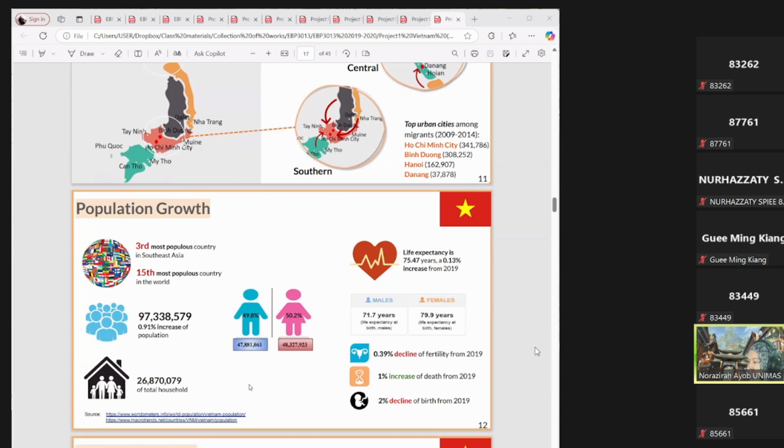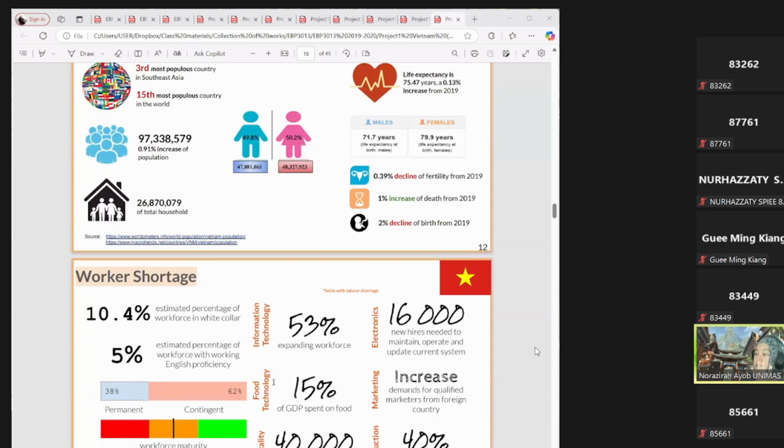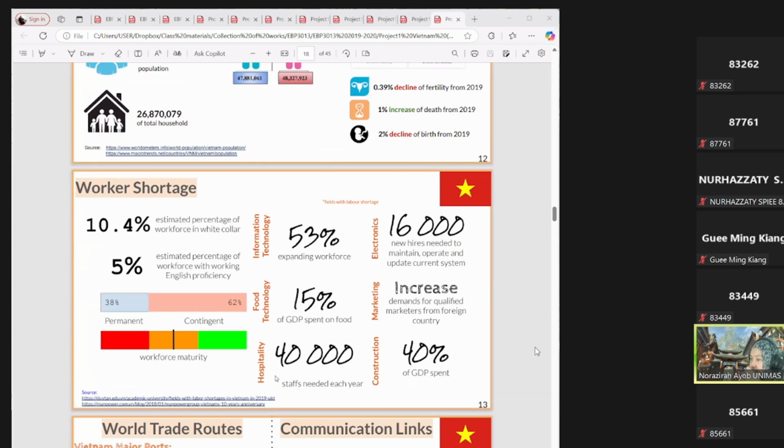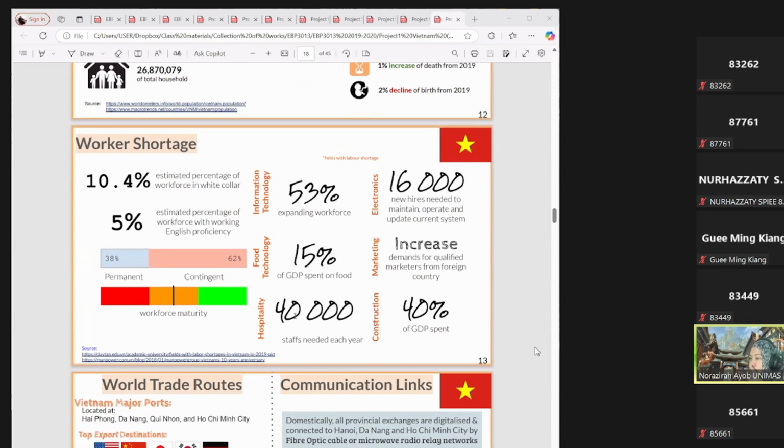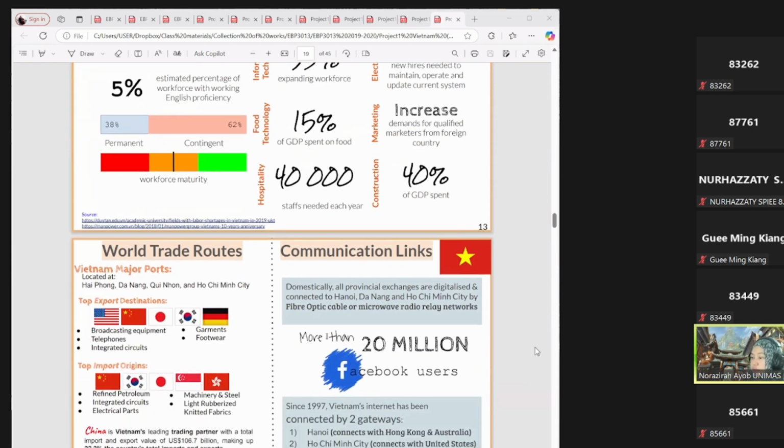Let's say, the gender split, male and female in Vietnam. Life expectancy is increasing. It's the third most populous country. All this data will later be useful for your project too, which is your market research. Worker shortage: the shortage in the form of what? Why the shortage? You might also want to know.